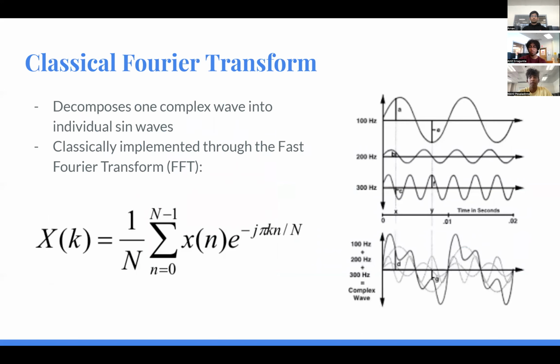And so before we get into the quantum analog, I first want to talk about just the classical Fourier transform. And what the classical Fourier transform does is it decomposes one complex wave, as you can see here in the bottom right, into individual sinusoidal waves. And the benefit of this is that it takes a complex function and breaks it down into much simpler individual functions that we can then study. And this is classically implemented through the fast Fourier transform, this formula you can see here.